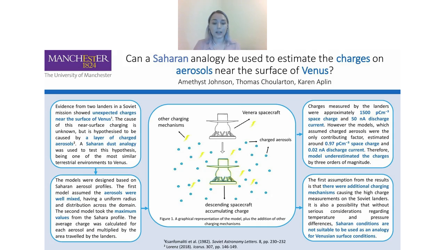In 2 different models that I tried, with a completely unstable atmosphere and also a stable one with huge particle sizes, it just wasn't feasible that the charges that were measured could be attributed to aerosols. So we just had to offer some other possible explanations, and also maybe that the Saharan analogy just wasn't good enough to replicate the environment of Venus. So I kind of rushed through that, so it might be a little bit muddled, but I'm happy to take any questions on that.